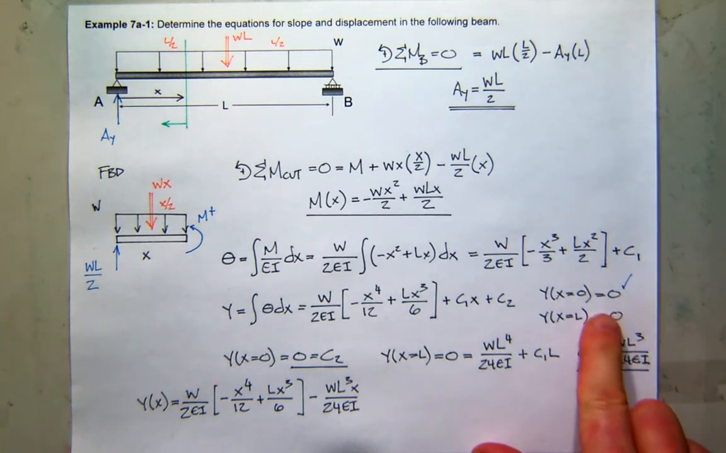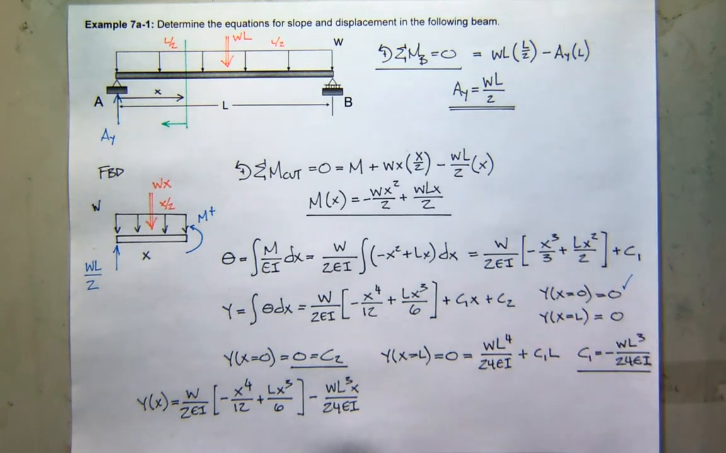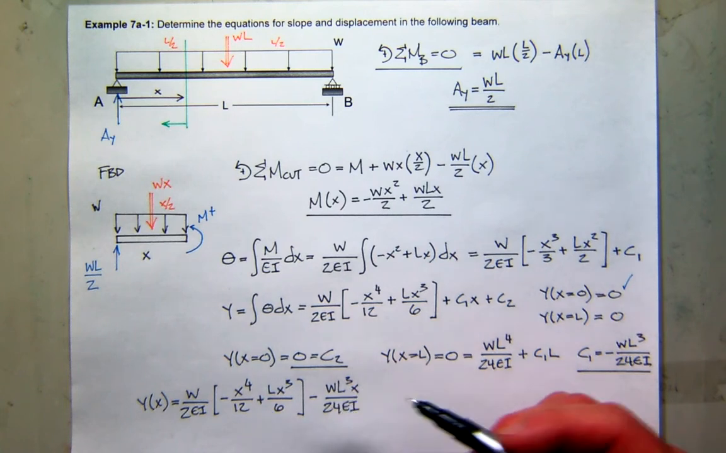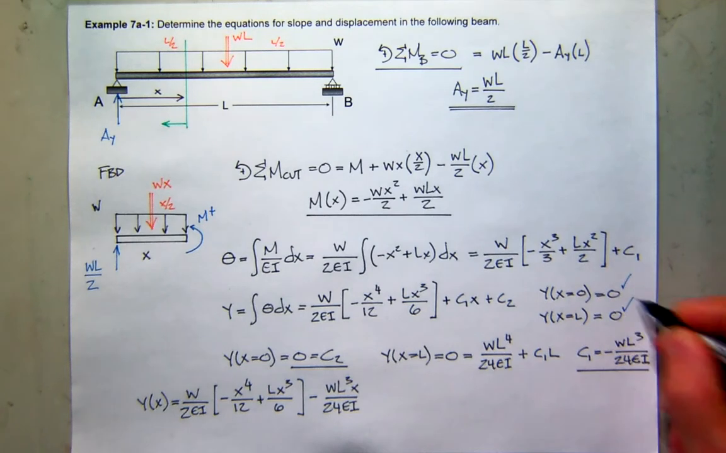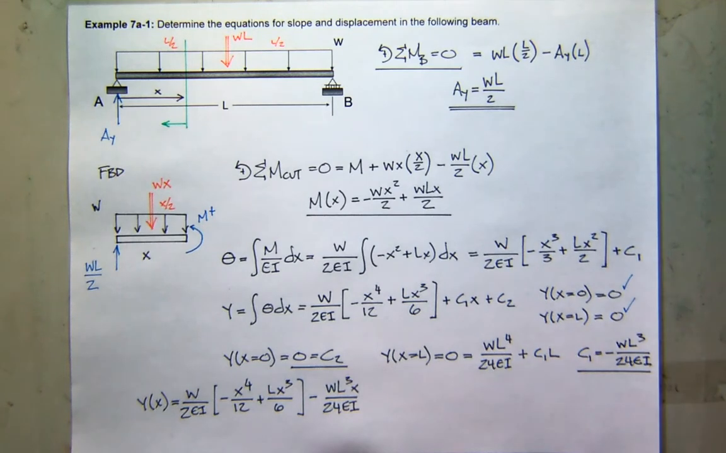What about when x is equal to L? Well, we've done this before. When I plug x equal L here, I get positive WL to the 4th over 24 EI, and I plug in x equal here, I get negative. So it works there too. So everything works. So that's a valid equation for displacement.